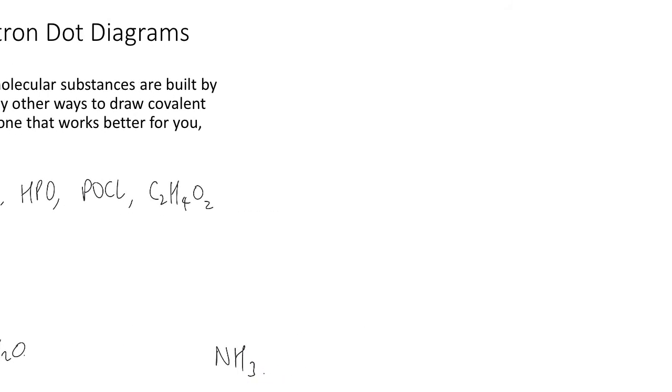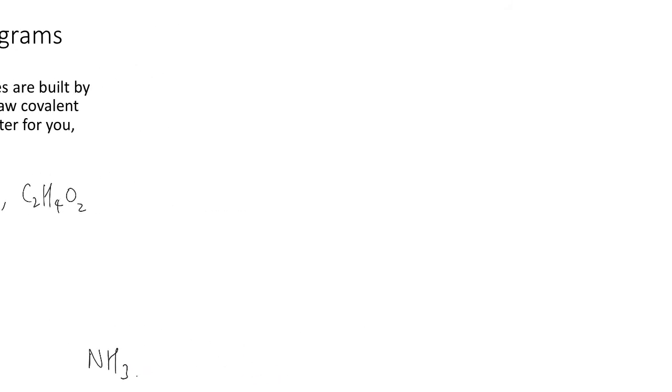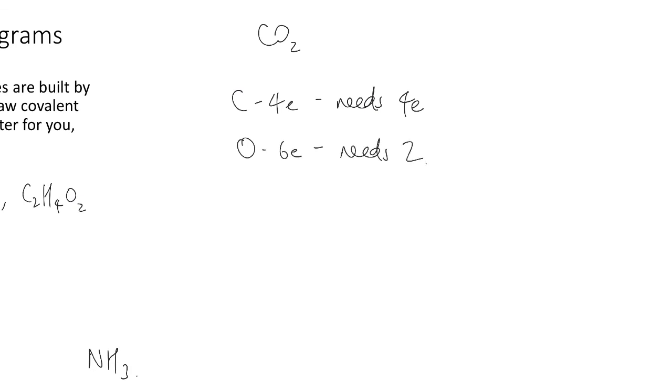I'm going to draw the CO2. Let's just follow these steps. I'm going to do it quickly. So CO2, I know that C has 4 electrons, and I know that it needs 4 electrons. I know that my oxygen has 6 electrons in its outer energy level, so it needs 2. So I draw C with 4 dots on it, O with 2 dots, and O with 2 dots. I'm going to draw these lines in.